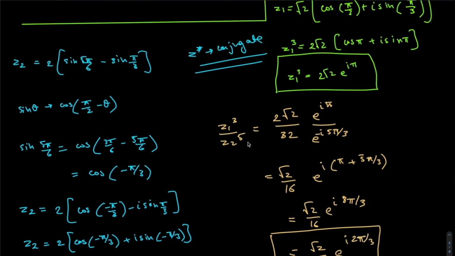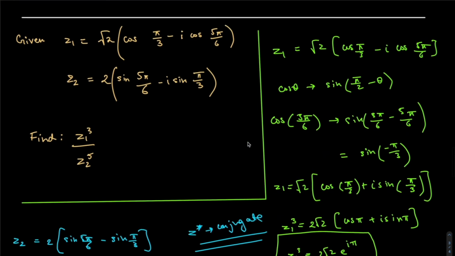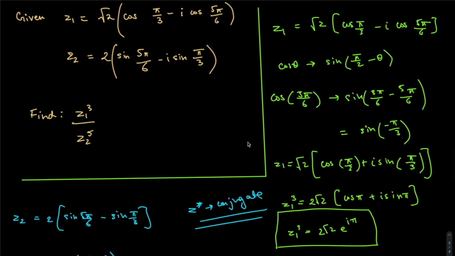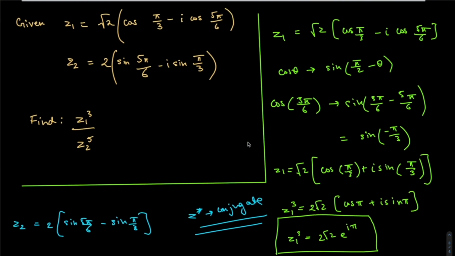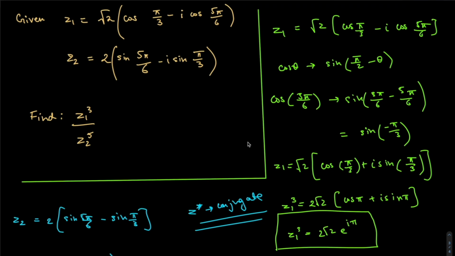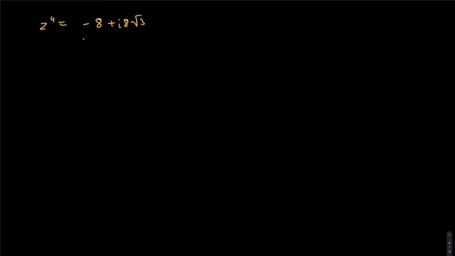So again, yeah, you can look at this question again. It's slightly different, but it shouldn't be that difficult if your trigonometry is pretty strong. So now let's look at a few more examples, especially with complex roots. So we have z raised to the power 4 is equal to minus 8 plus i 8 root 3.